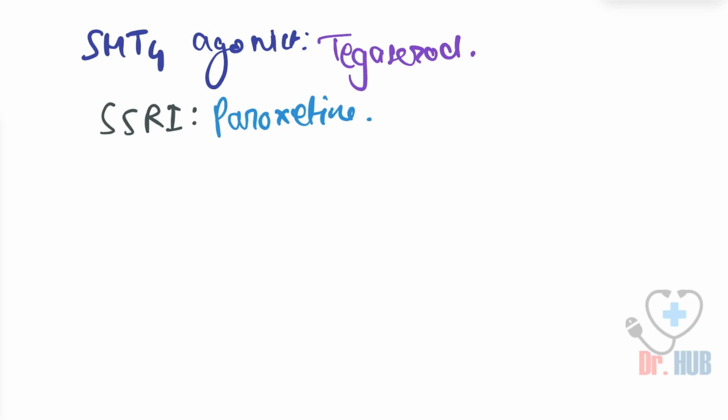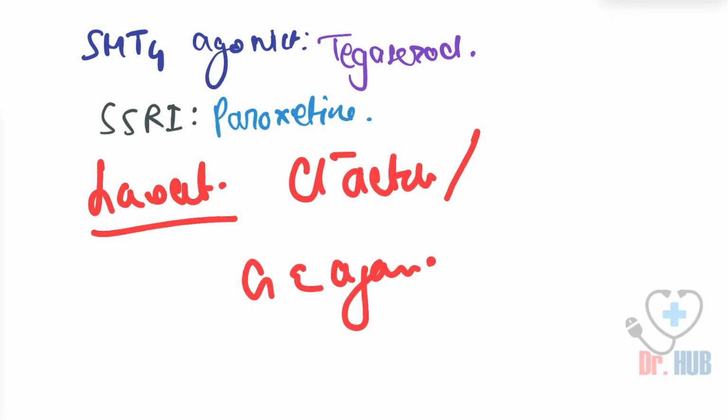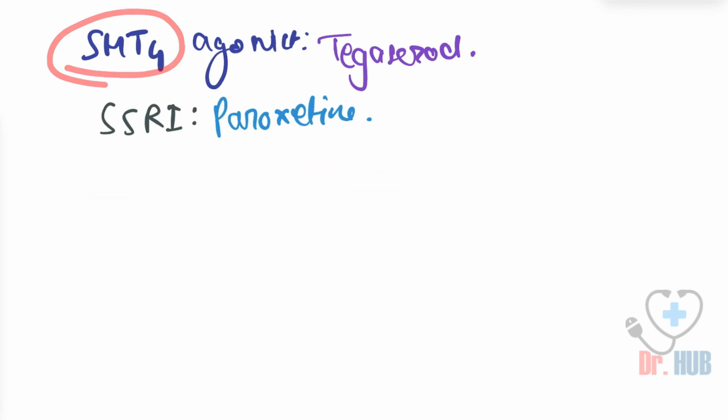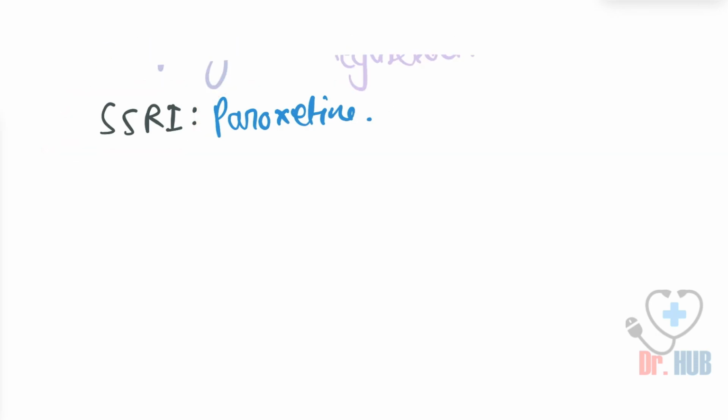Just to recap what we did, we saw the constipation drugs. Under that we had the laxatives, then the chloride channel activators, as well as the guanylate cyclase agonist. After that we looked at the 5-HT4 agonist, that includes tegaserod, and the SSRI, that is nothing but paroxetine. Next we'll move on to answering our question.